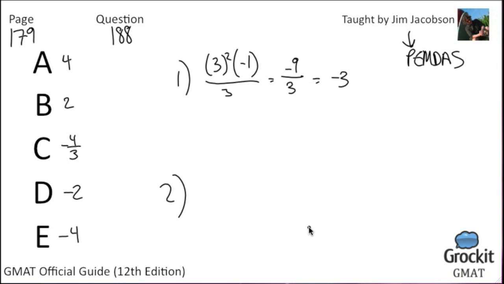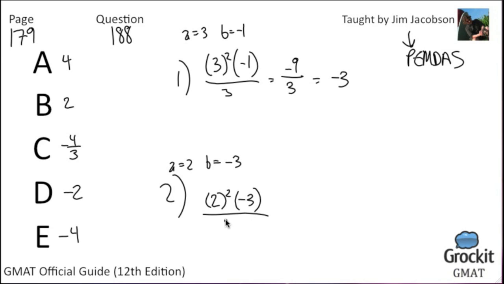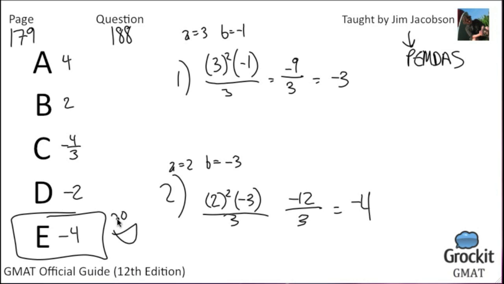That value now represents B in our second time. So in this one, a equaled 3 and b equaled -1. In the second one, a equals 2 and b equals -3. So a squared gives us 2 squared times b, which is -3, all over 3. 2 squared is 4. 4 times -3 is -12. Denominator stays the same. -12/3 is the same thing as -4. Answer choice E.